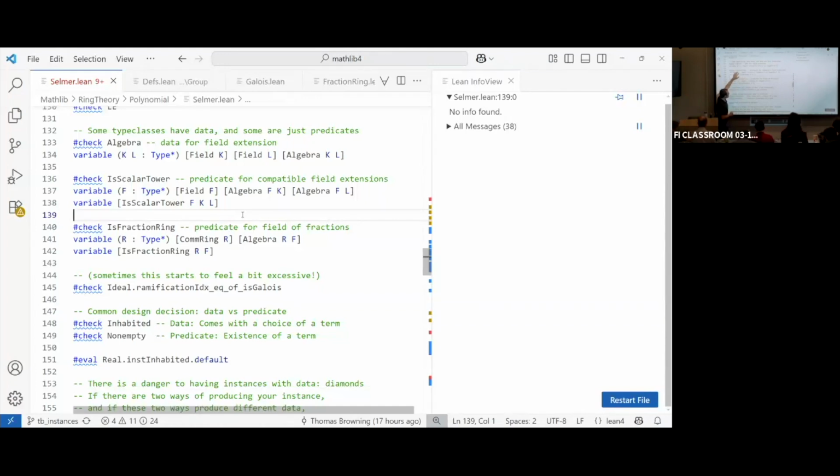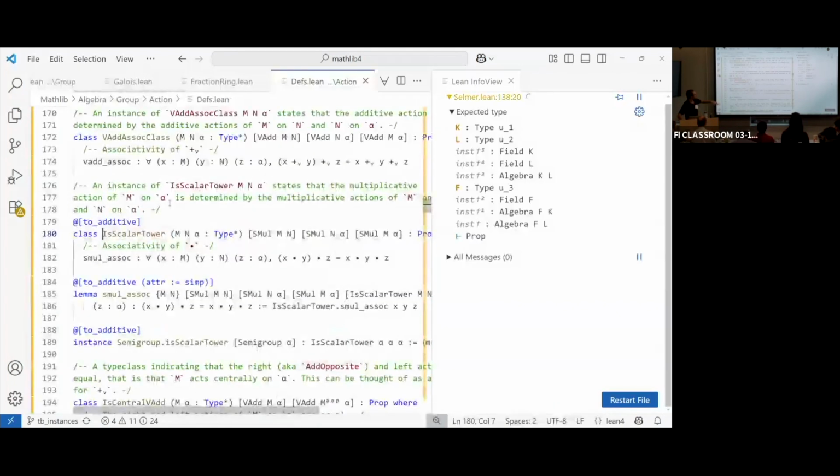So you have your F, your K, and your L, but there's actually 3 maps: F to K, K to L, and F to L. And is-scalar tower is a predicate that says that that triangle commutes. So the way we handle lots of fields and rings flying around, especially in the algebra library, is with this is-scalar tower. And this is just a single predicate.